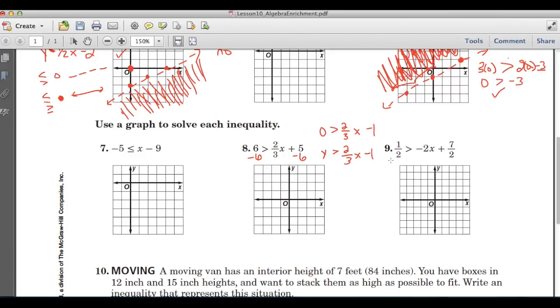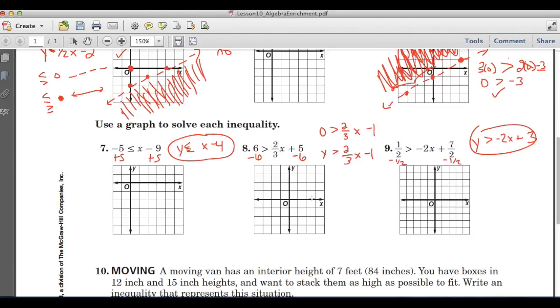Okay, so on number 9 you're going to minus 1/2 and get y is greater than negative 2x plus 7/2 minus 1/2, which is 6/2, which is 3. So try to do that number 9 on your own. And on number 7, when you add 5 to both sides, we get y less than or equal to x minus 4. Okay, so try to do that one. I'll finish this one that I just did.